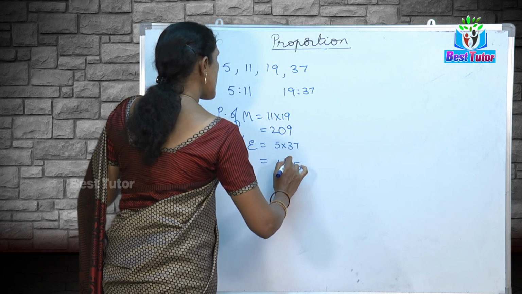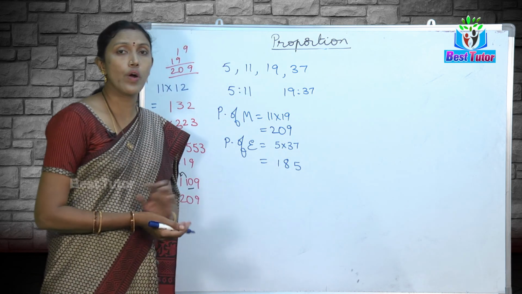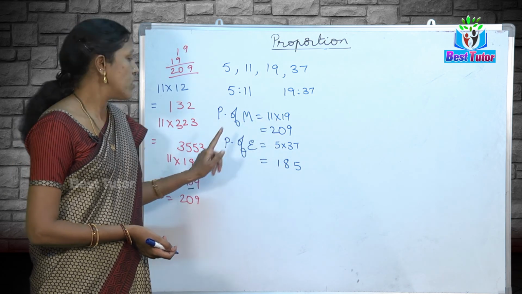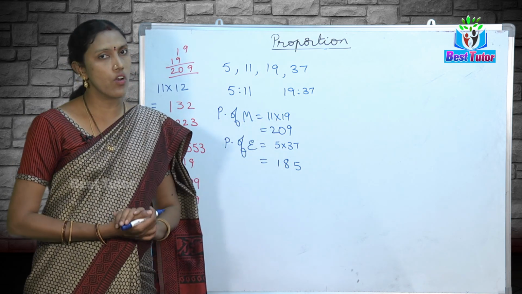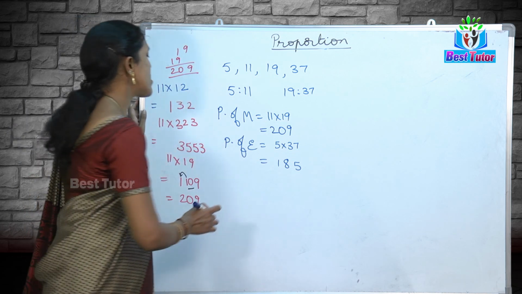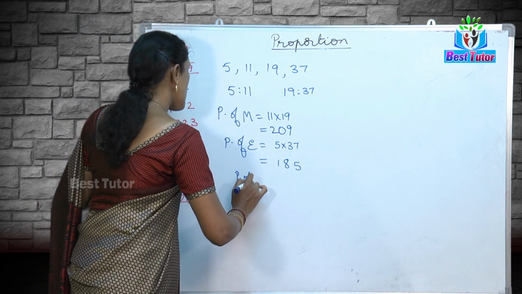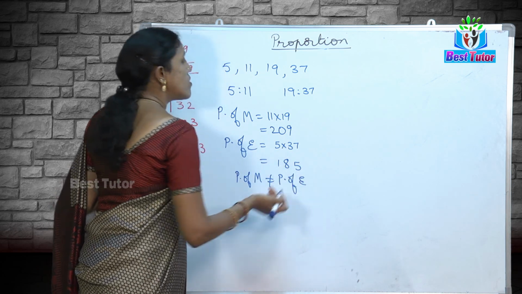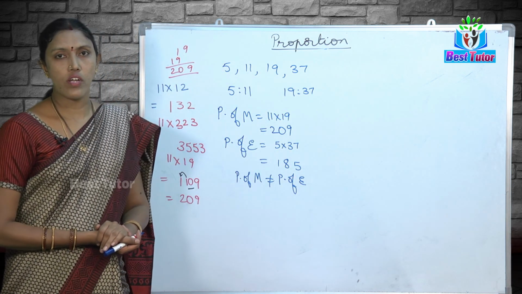5 7s are 35, 185. Are these two quantities the same? Are these two numbers the same? Product of means is 209. Product of extremes is 185. They are not equal. As product of means is not equal to product of extremes, these four quantities are not in proportion.